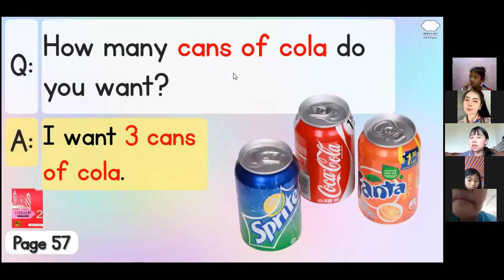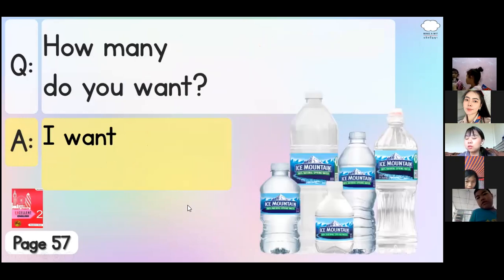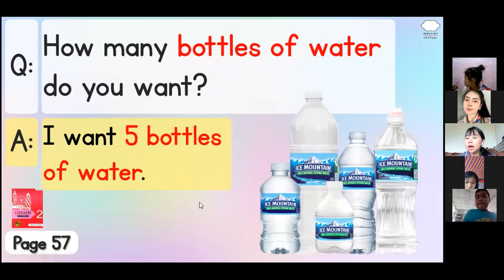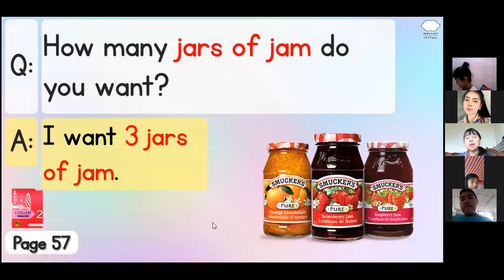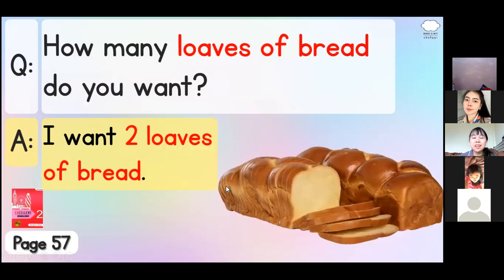How many cans of cola do you want? I want three cans of cola. How many bottles of water do you want? I want five bottles of water. Very good. How many jars of jam do you want? I want three jars of jam. Very good. Next one. How many loaves of bread do you want? I want two loaves of bread. Very good.